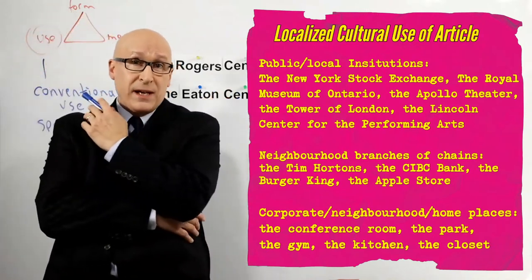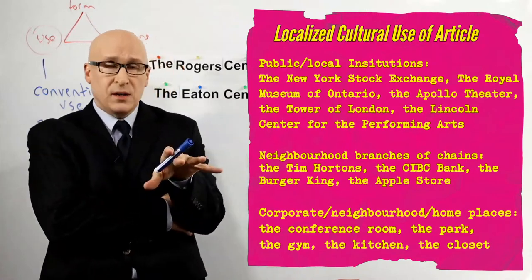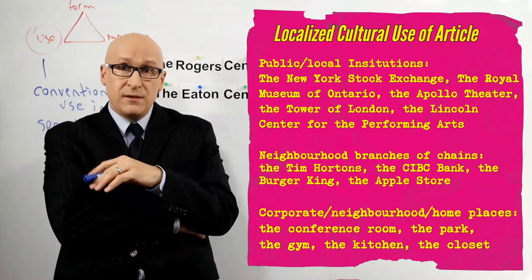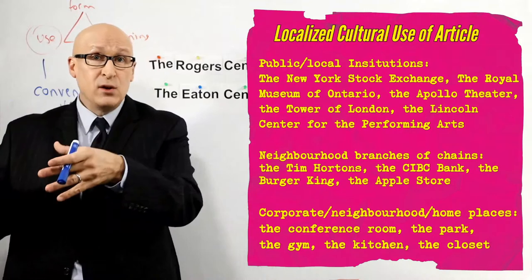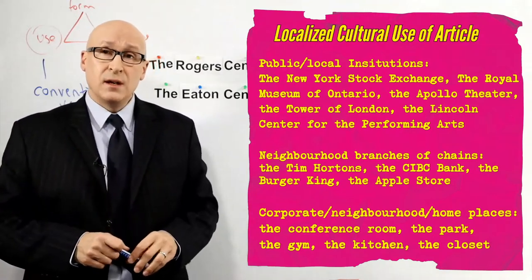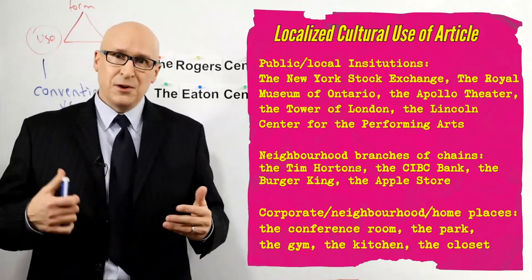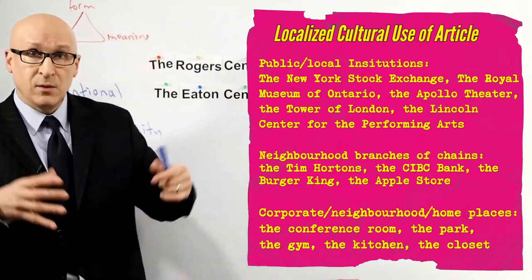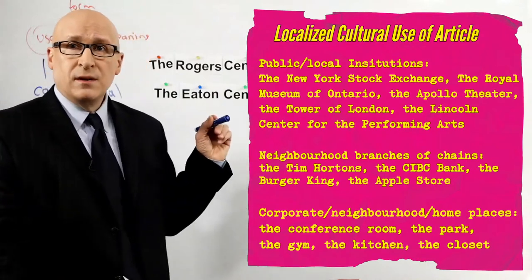Now, Eaton is a big company, and they built many malls across the country. So depending on which city you're going to, they may have their own Eaton Center. Vancouver had an Eaton Center. I'm not sure if it still exists. So in Vancouver, if you say, I'm going to the Eaton Centre, your listener will think you're going to the Vancouver Eaton Centre, not Toronto. So it's local. So that's those two.